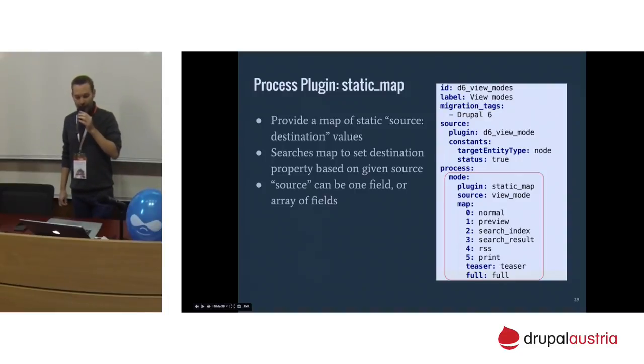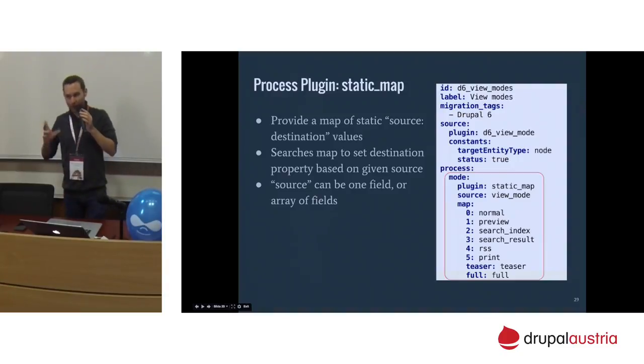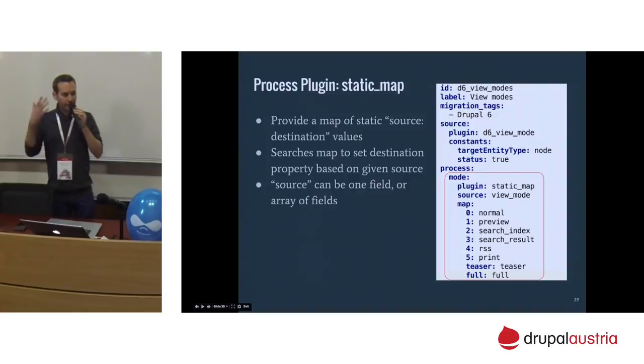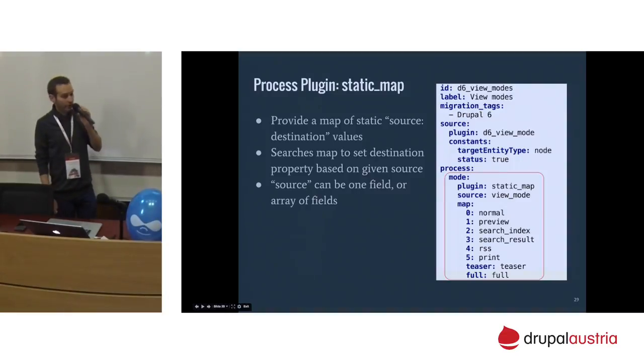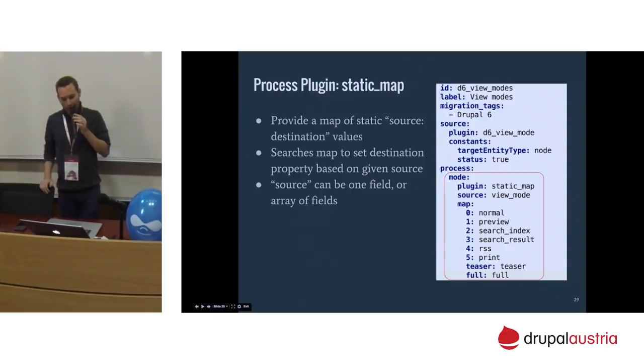Another type of process plugin is a static map, which basically provides a static mapping between the source and destination values. So it checks the source value, sees if it's in the map, and assigns it the appropriate destination value. In this case, if our source view mode field contains the value of 1, then the destination field mode will be assigned the value preview, because that's in the static mapping.